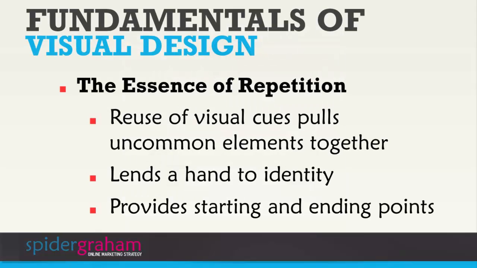We want to make sure that it works for us. Now, I want to talk a little bit about repetition, which is another area that we need to talk about, and that's the reuse of visual cues that can take uncommon items and allow us to pull them together in one place. Okay? It allows us to identify like things, and from a visual standpoint, it gives us a place to start and a place to end. We understand what that means.